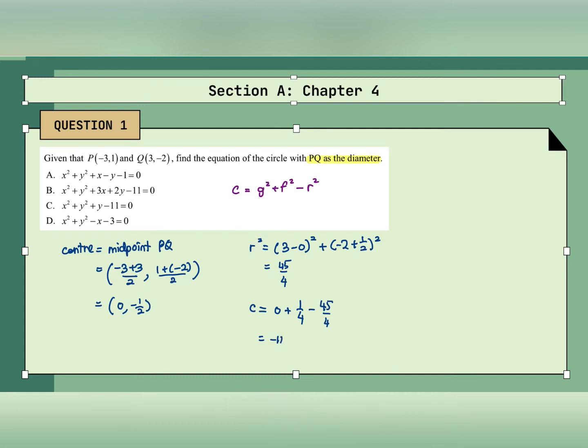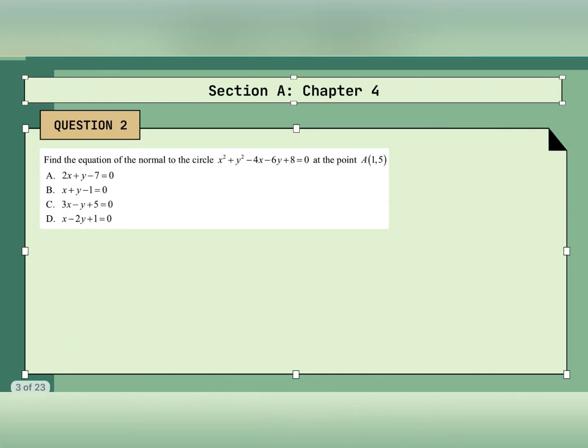Okay, so your X squared plus Y squared plus 2G X kita G kita kosong, okay, plus 2F kita adalah 1 over 2 Y plus C kita adalah negative 11. So sebenarnya kamu boleh tengoklah kat mana ada X kita kosong. X kita kosong adalah the second answer C. Okay, so the answer will be C. Now moving on to the next question.